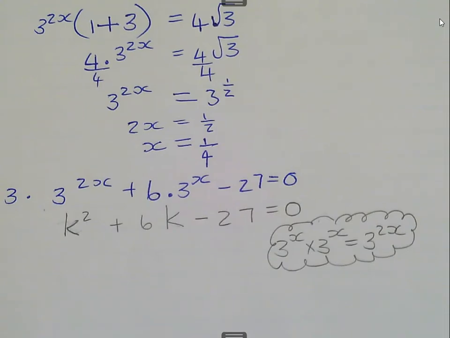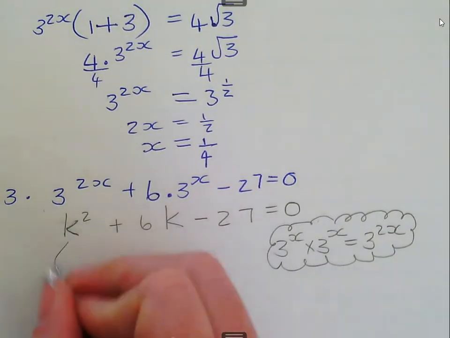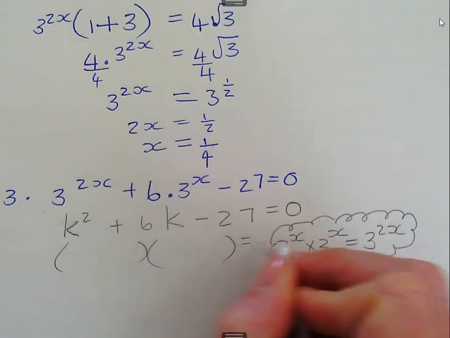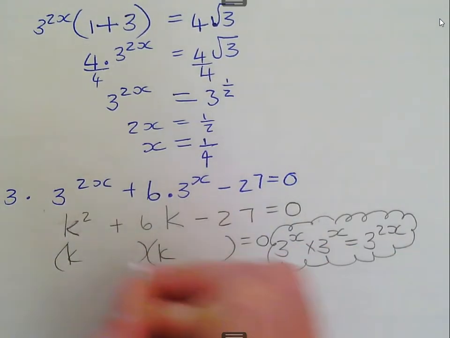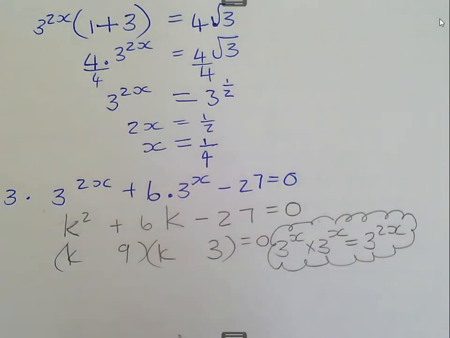Okay. Now I can factorize that. I'm going to do it using the k method. So it's going to be k and k. You said 9 and 3, ne? Plus 9 minus 3 or minus 9 plus 3?